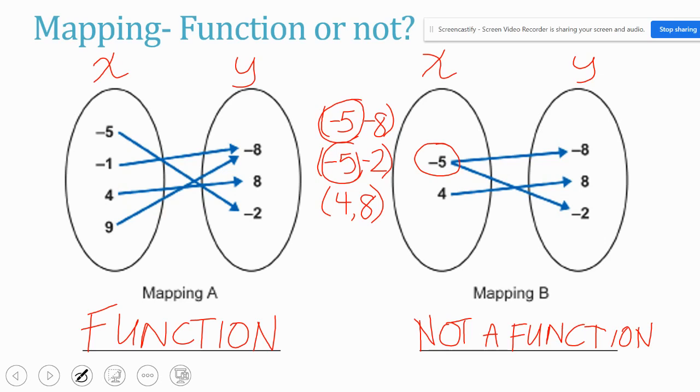Okay, so we were able to tell if something was a function from a relation, a set of ordered pairs, a table, and a mapping diagram based on the x values. So for it to be a function, the x values cannot repeat.